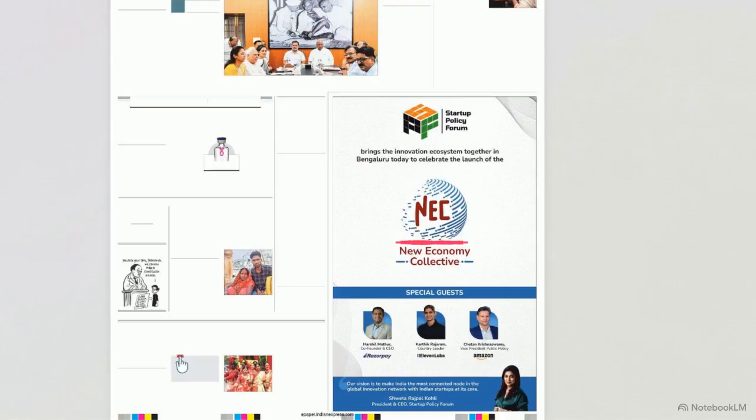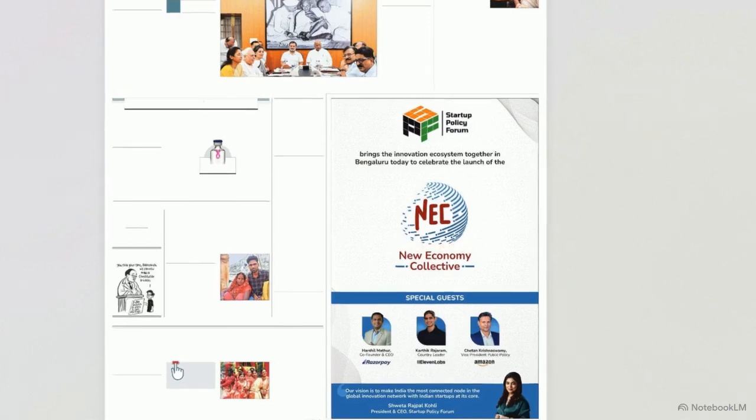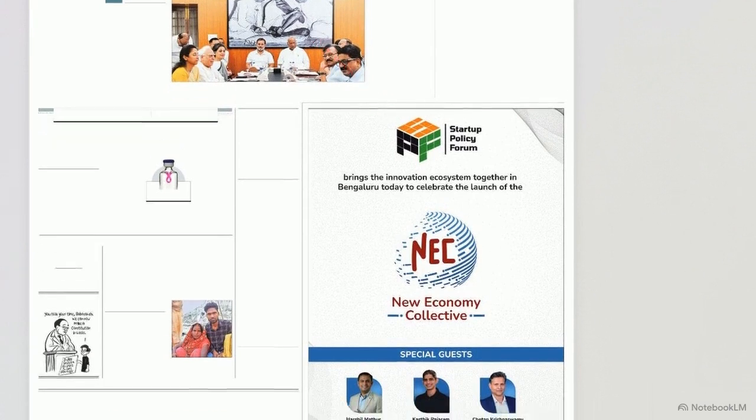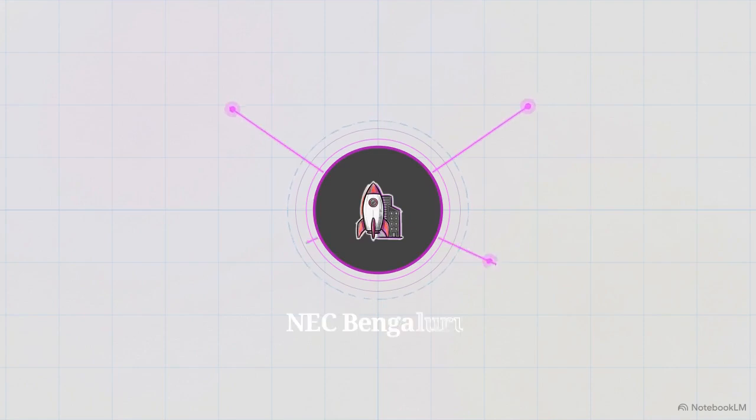Drop down to the bottom right of the exact same front page for the New Economy Collective. The organizing body is the Startup Policy Forum, aiming to integrate the Bengaluru innovation ecosystem to make India a central node in the global network. Let's map the corporate stakeholders driving this push. Draw a center node on your page and label it NEC Bengaluru.